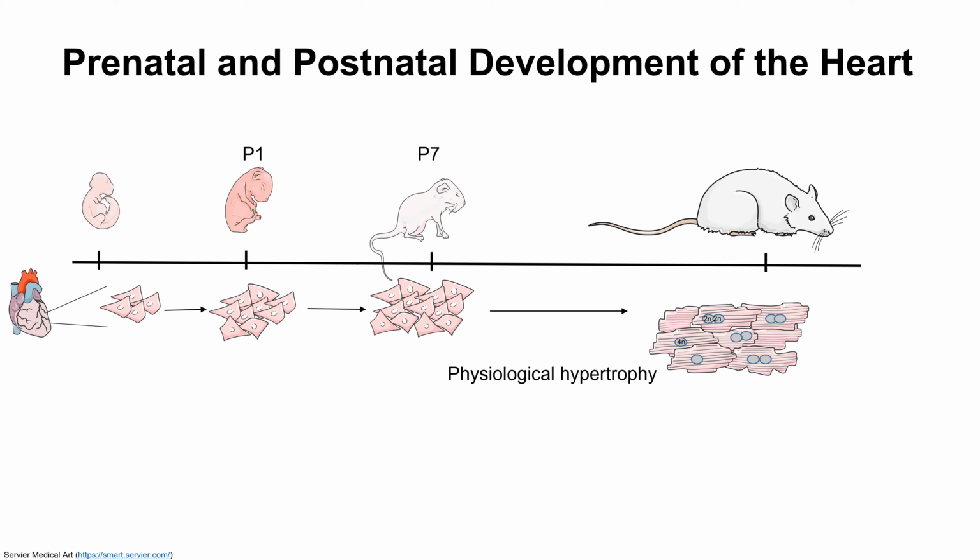Physiological hypertrophy enables the heart to meet the increased circulatory demand of the growing body. It also happens during pregnancy or regular exercise training. That's why it is not a cardiac disease, but it enhances cardiac contraction, perfusion, and metabolism.